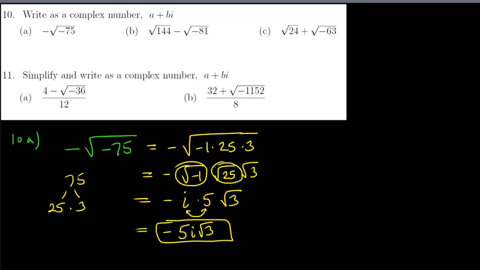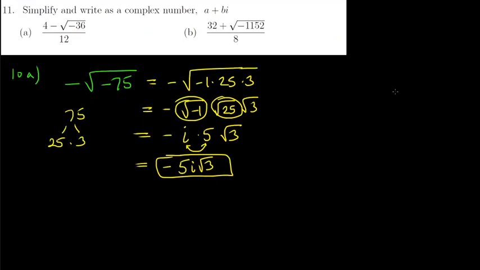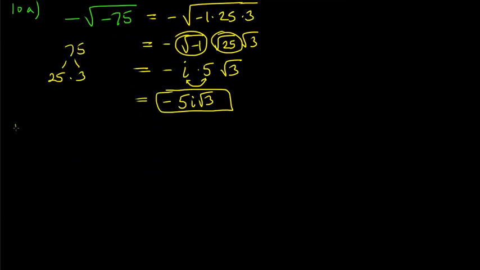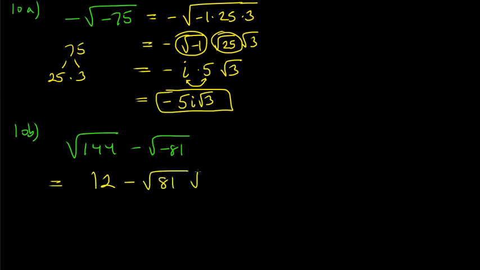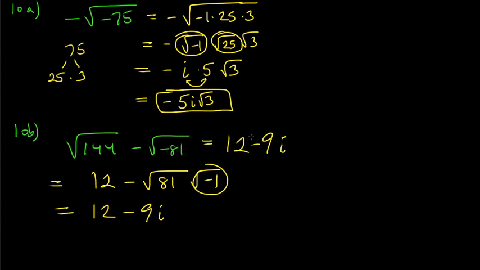Okay, so for part B, the square root of 144 minus negative square root of 81. I think you can practically do this in your sleep. Square root of 144 is 12. And the square root of negative 81 is the square root of positive 81 times the square root of negative 1. Square root of 81 is 9, and then the square root of negative 1 is i. So this is really just 12 minus 9i. Either way.